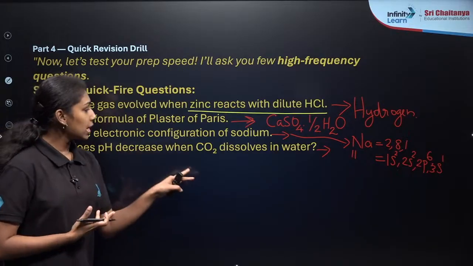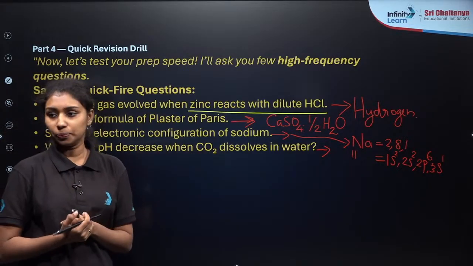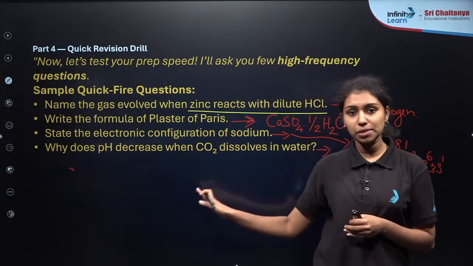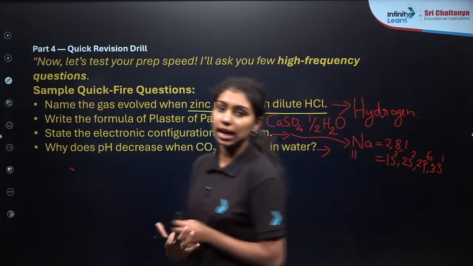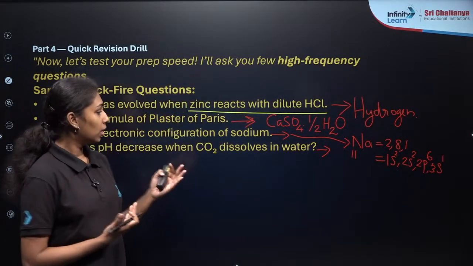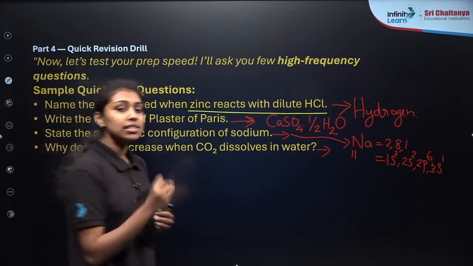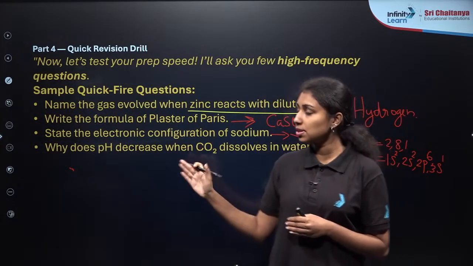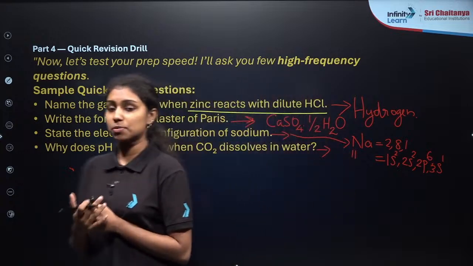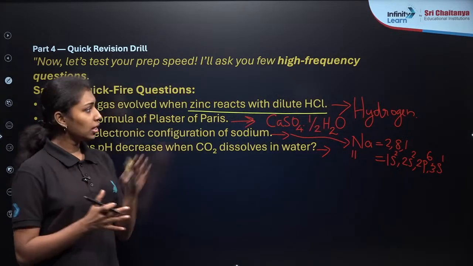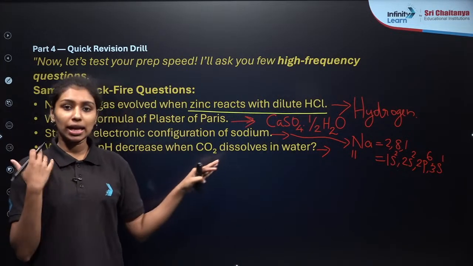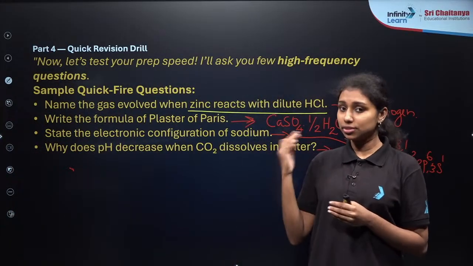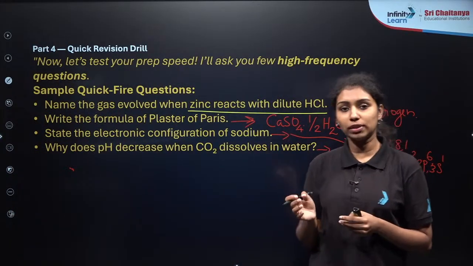And that is the last question here. Why does pH decrease when carbon dioxide dissolves in water? If carbon dioxide is dissolved in water, as we have already studied in acids, bases and salts, it will form carbonic acid, right? Carbonic acid is acidic in nature. So for an acid, the pH will be less than 7. So that will be the answer for the last question. After completing your revision for all the chapters, just revise these types of questions to check whether you have revised correctly and completely, and to check your preparation speed.